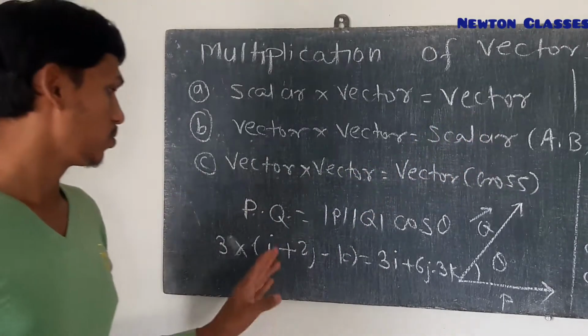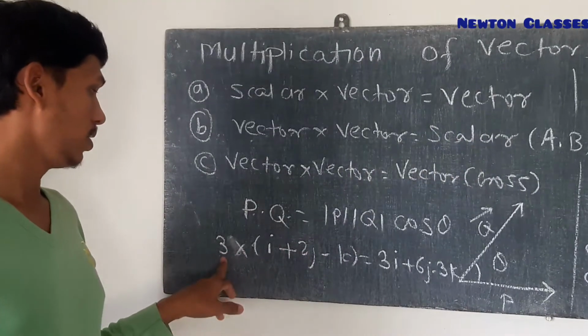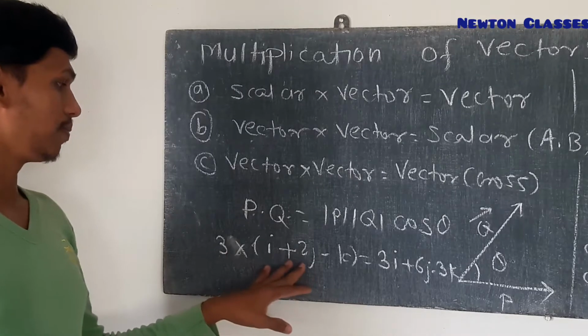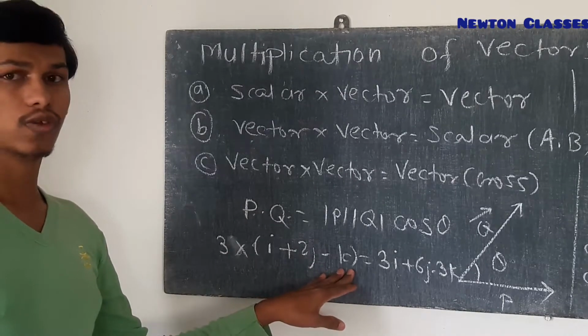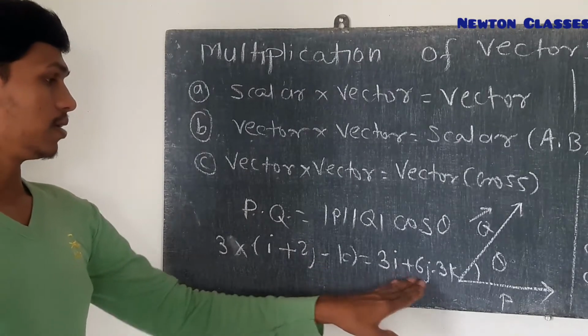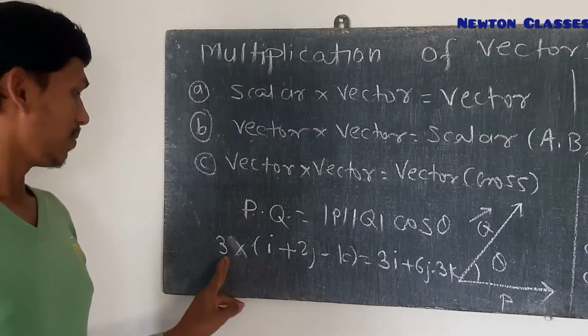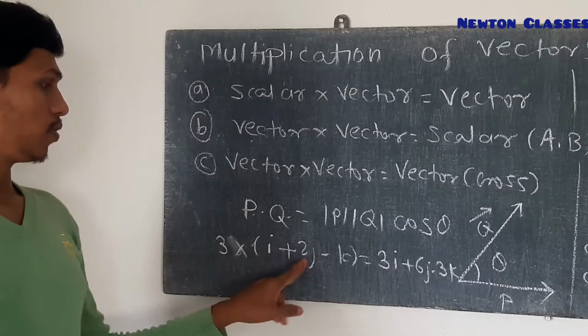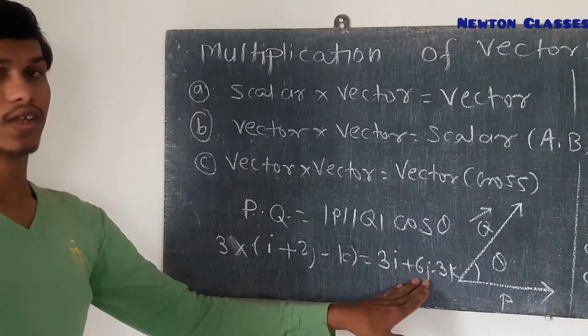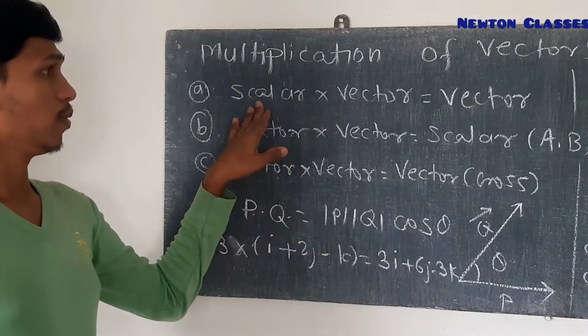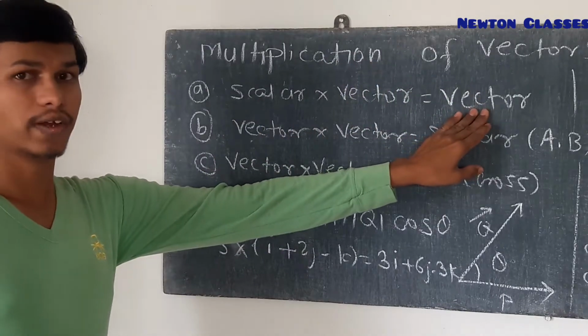For example, suppose the multiplication of 3 into the vector i plus 2j minus k gives the answer 3i plus 6j minus 3k. In this multiplication, we just multiply this 3 by each component of the vector, which gives another vector. Therefore, this type of multiplication gives the answer in vector form.